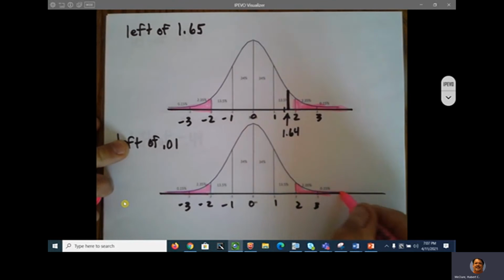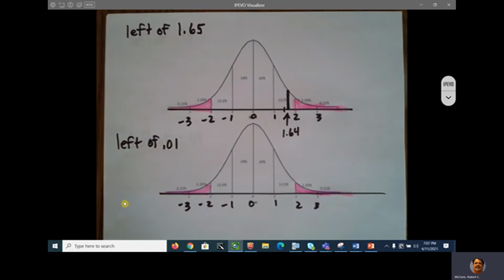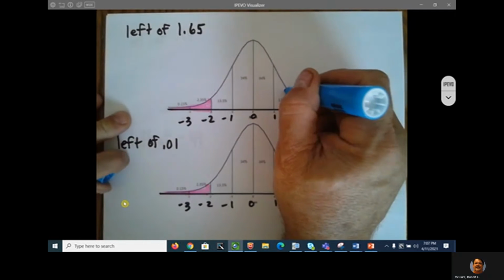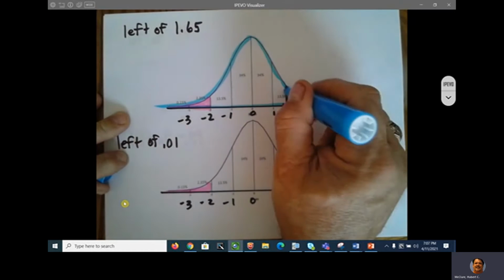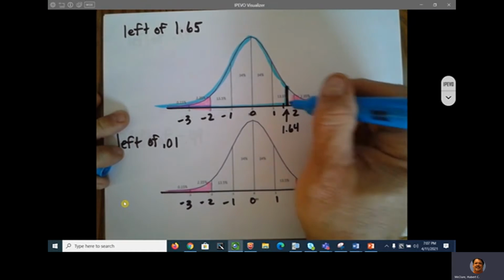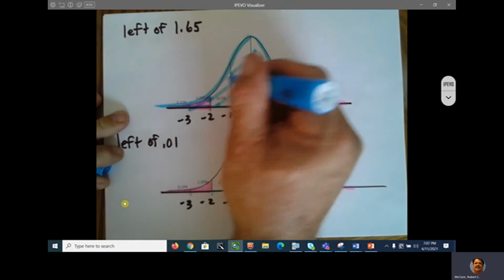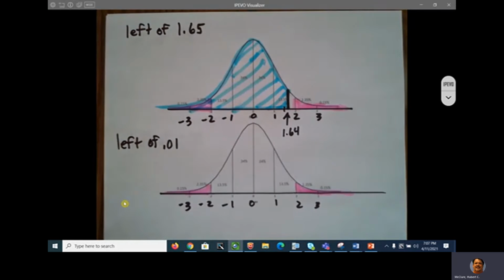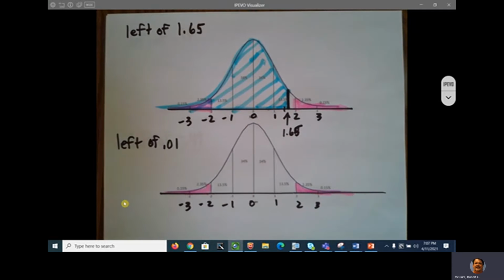It doesn't matter here, but we are going to add up what we think is the empirical rule percentage. They want to know this area in blue, left of 1.65. Sorry, it's supposed to be 1.65, it's supposed to be 65 down there. Now I'm going to take my blue pen and add up all these by the empirical rule.